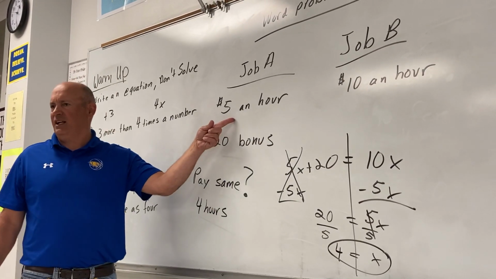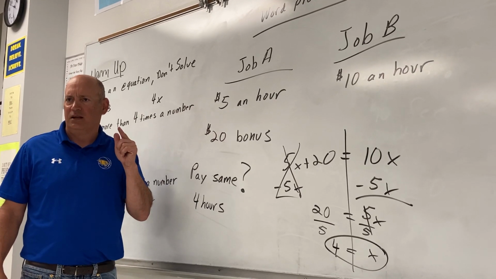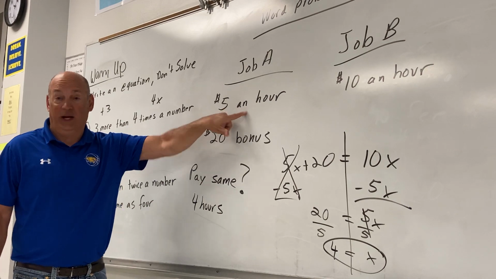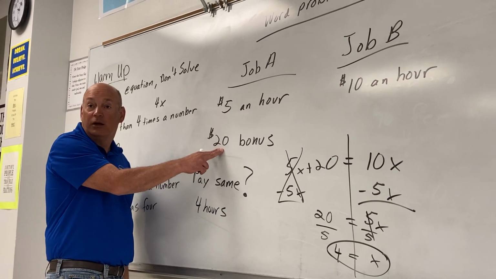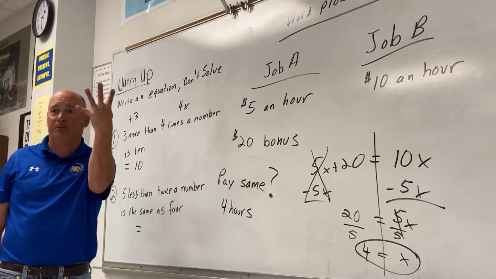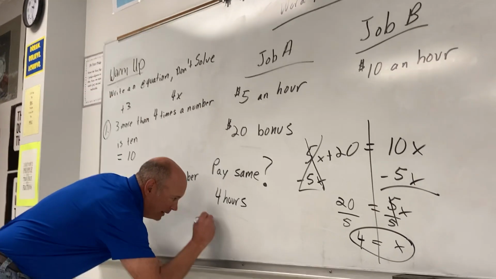What if I plugged it in here? What answer should I get? 40 again. What's 5 times 4? 20. What's 20 plus 20 more? Do you agree that both jobs pay $40 when I work 4 hours at both of them? Very nice. They both pay 40.